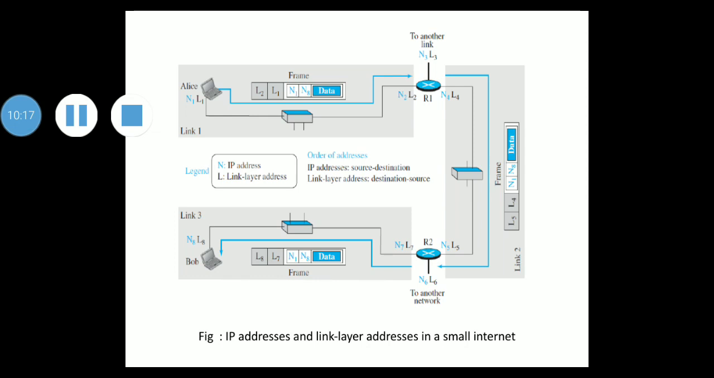For each host there are two addresses. The IP addresses are denoted by N and the link layer addresses are denoted by L. One thing to note is that a router has as many pairs of addresses as the number of links the router is connected to. In this diagram, three frames have been shown, one in each link.